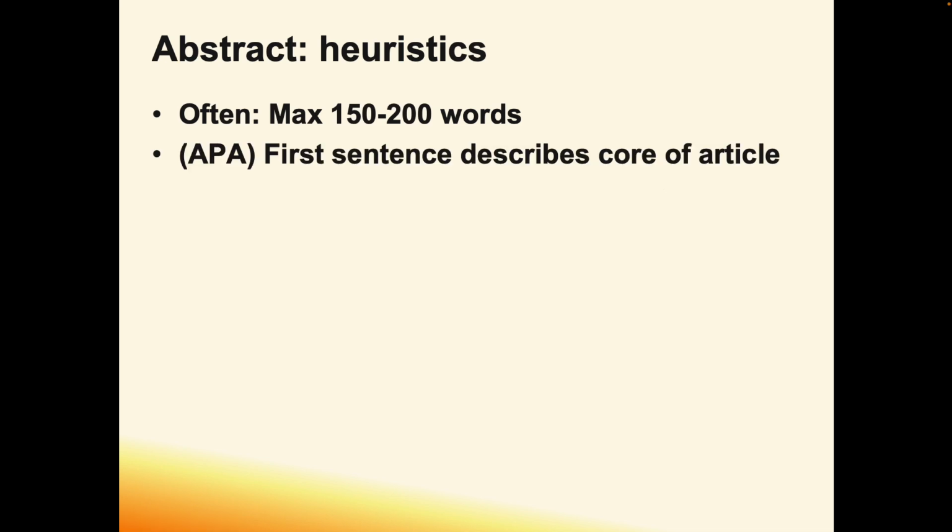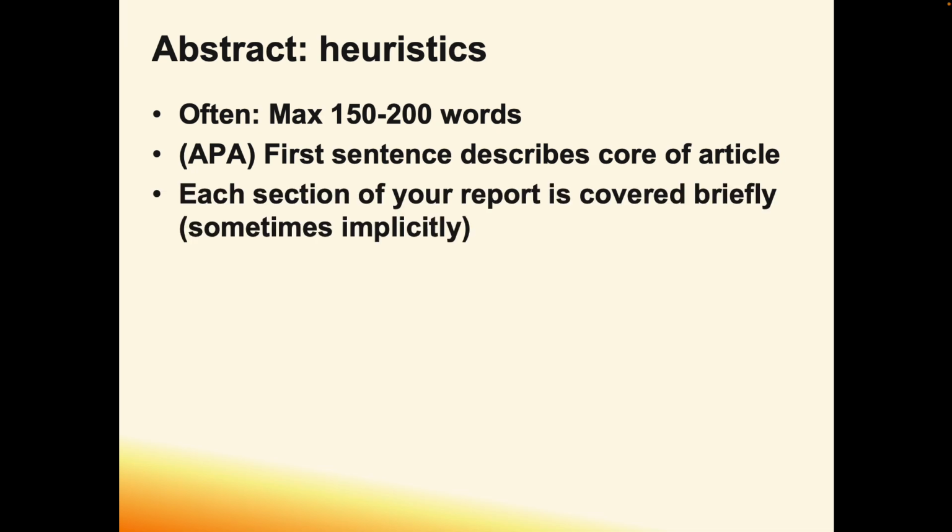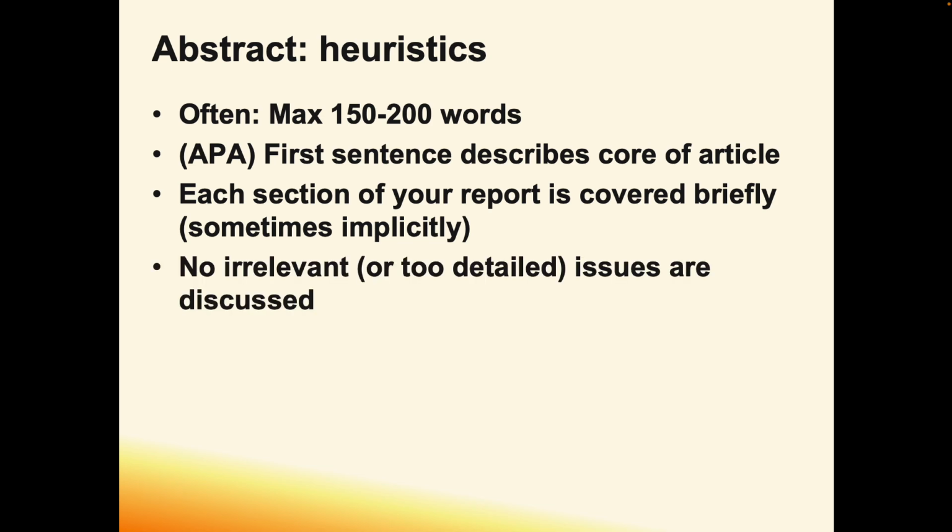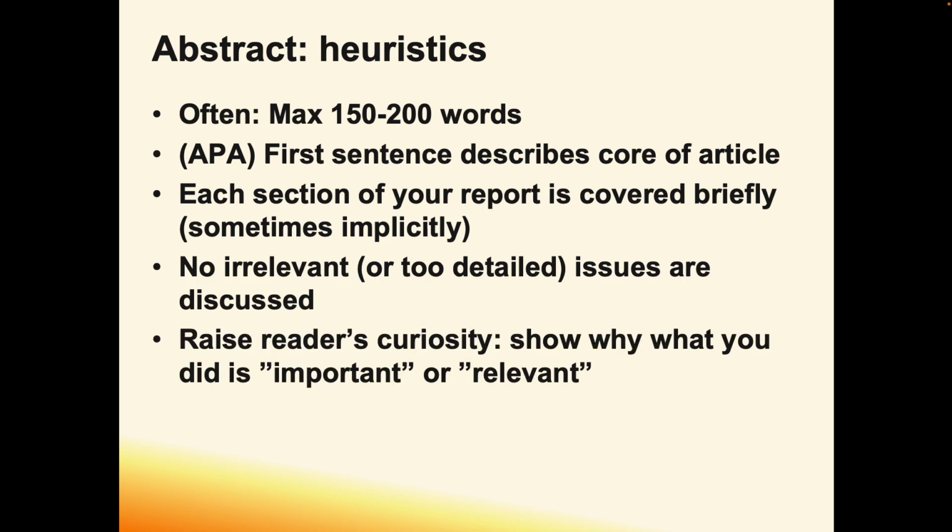There are again some heuristics for abstracts. Often they are relatively short, around the 150 to 200 maximum words. The American Psychological Association has as a heuristic that the first sentence should describe the core of the article. The objective of this article is, or the contribution of this paper is, this paper does. Each section of your report is typically covered briefly and sometimes very implicitly, but often very explicitly, and I'll show you examples. And typically, there are no irrelevant or too detailed issues discussed. It should really be about the core.